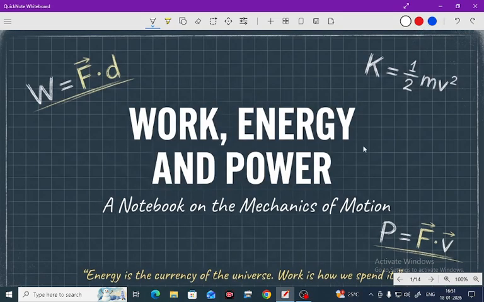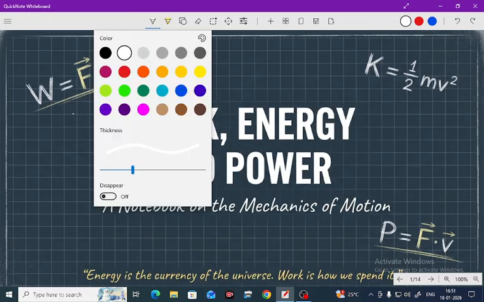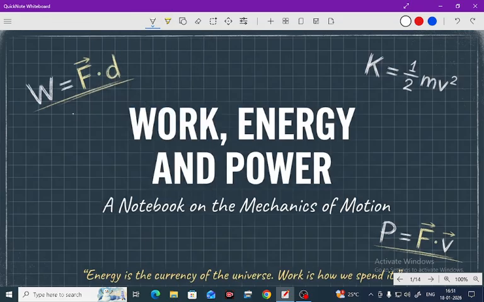Hello everyone. Today we shall discuss work, energy and power. You see, work can be defined in this way: work is equal to F dot D. Displacement is a vector and F is a force. But even then, work is a scalar quantity. Remember that work is a scalar quantity.